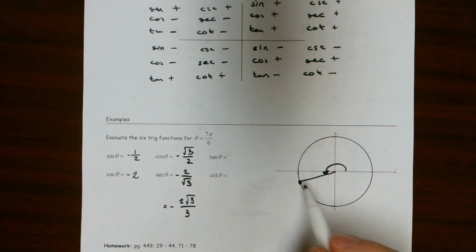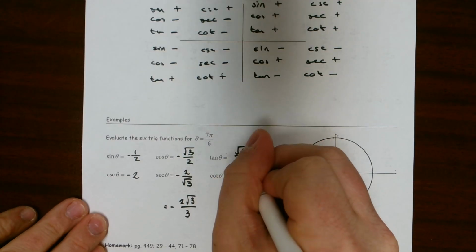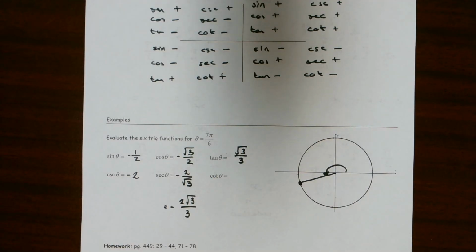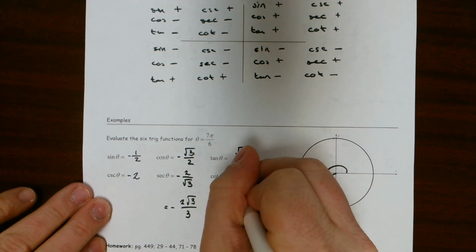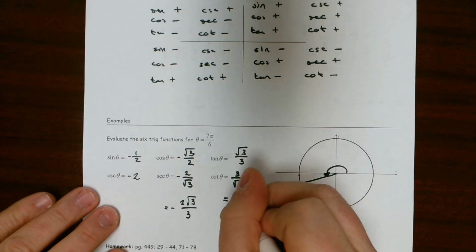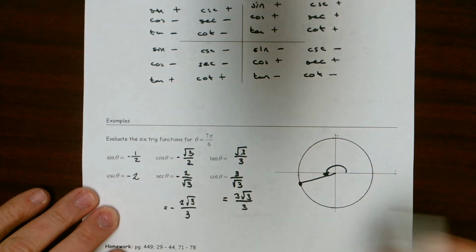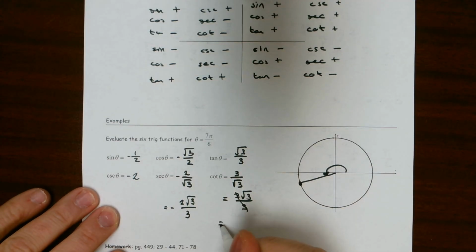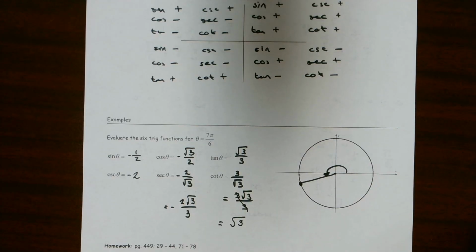The tangent value of 7 pi 6 is radical 3 over 3. So if you flip it, you get 3 over radical 3. Again, we can't have any radicals in the denominator, so we get 3 radical 3 over 3, and the 3's cancel out, leaving us with just radical 3.